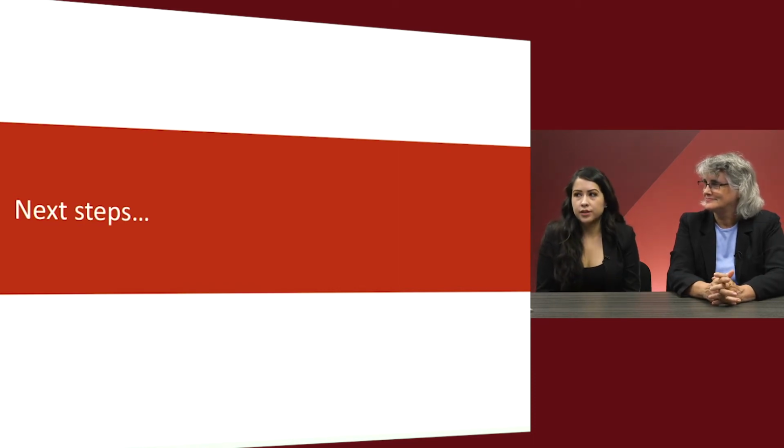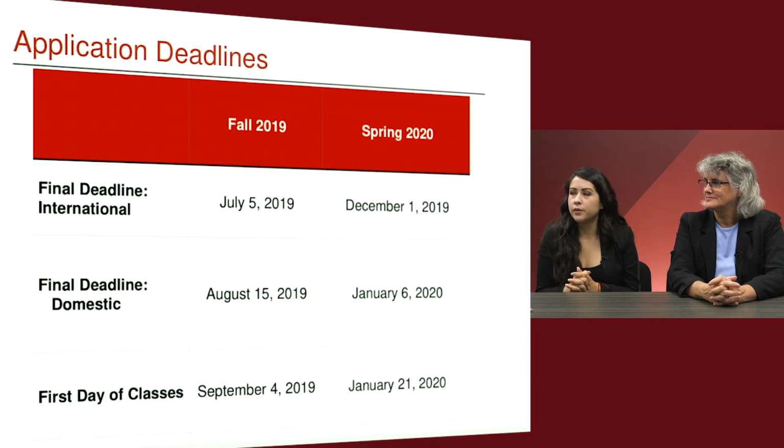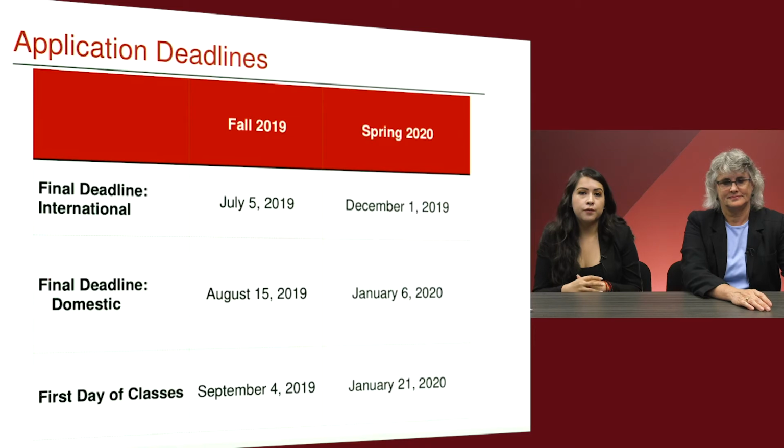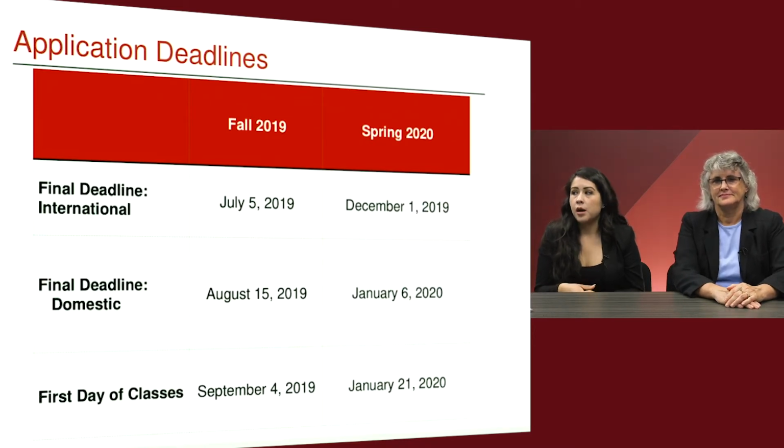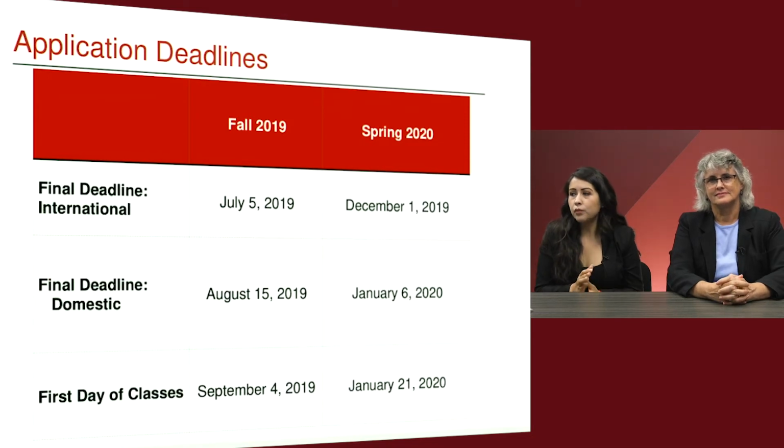For those who are interested and are wondering what their next steps would be, I will start by going over some of the application deadlines. If you are interested in fall 2019, there is still time for you to apply. The final application deadline for domestic students is August 15th. However, for those that are really interested in the program and are serious about applying, we could possibly grant you an extension beyond August 15th. Courses do begin the first week of September. If you are interested in spring, the priority application deadline will be the first week of November, with the final application deadline being January 6th. Courses will start the last week of January, that being January 21st.